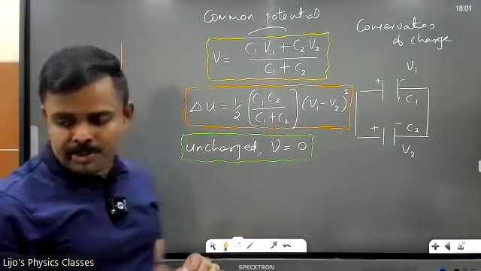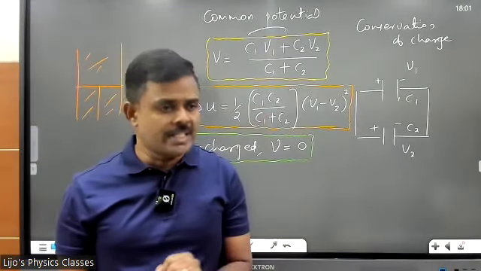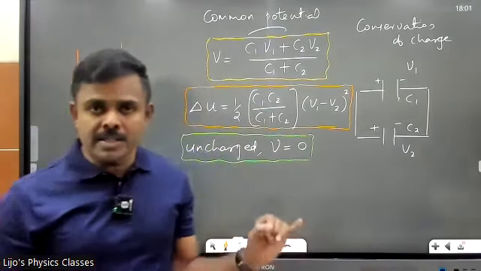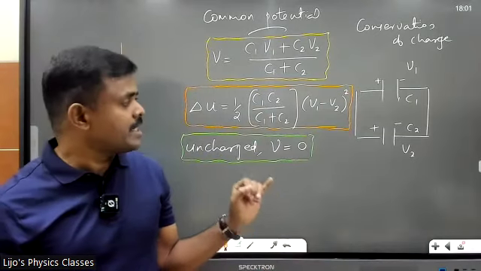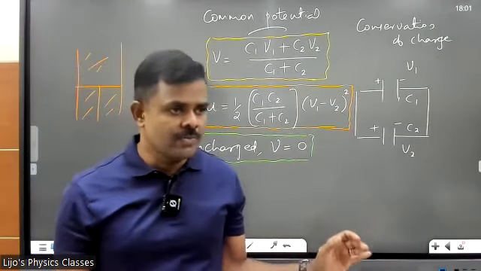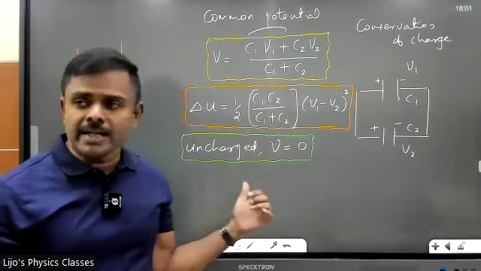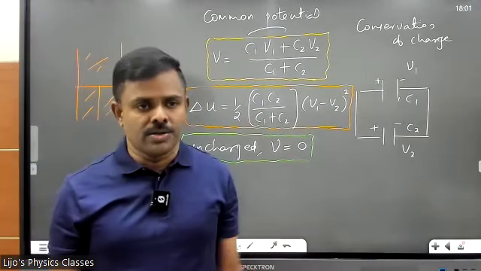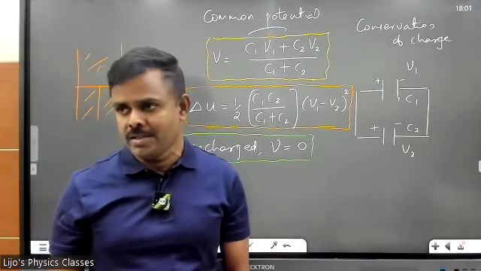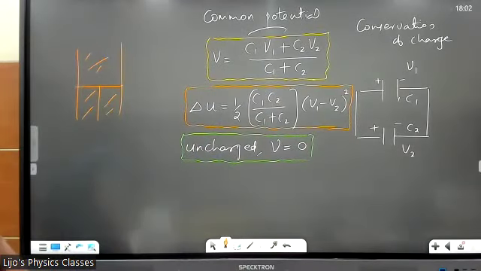That's it. Common potential is C1 V1 plus C2 V2 by C1 plus C2. Energy lost is half into C1 C2 by C1 plus C2 into V1 minus V2 the whole square. Then uncharged potential will be taken as 0. Try those homework questions 13 and 19. Shall we wind up for the day? All of you got this?